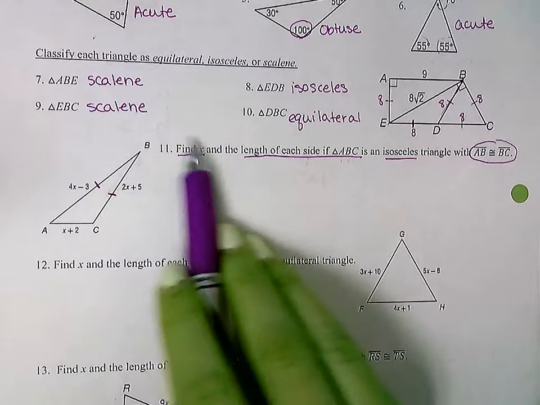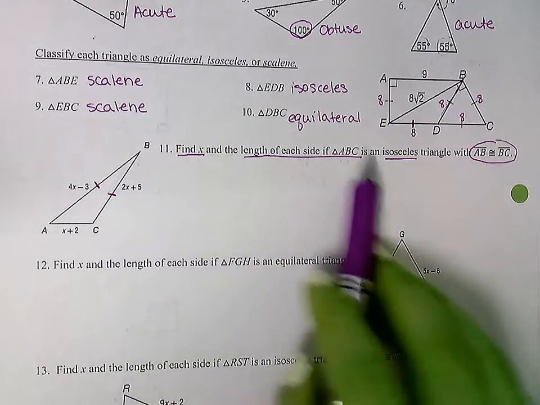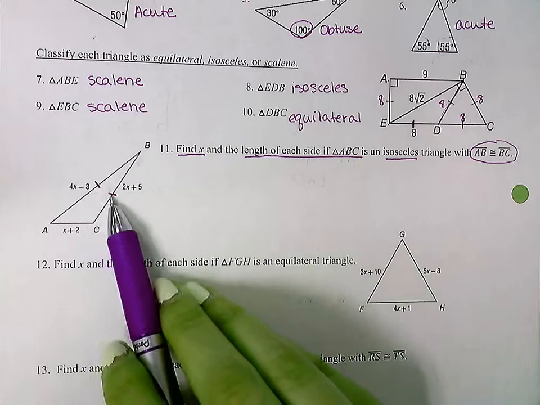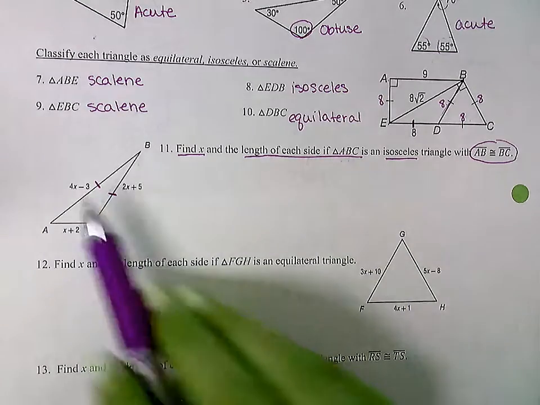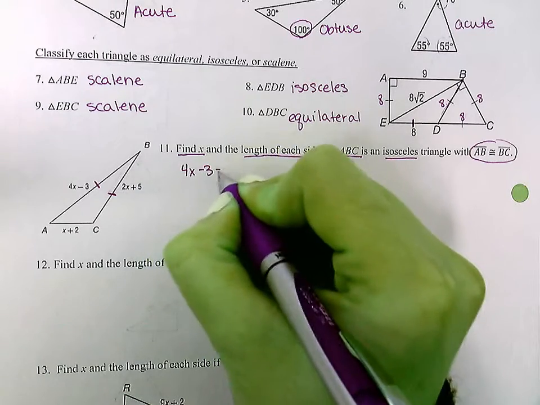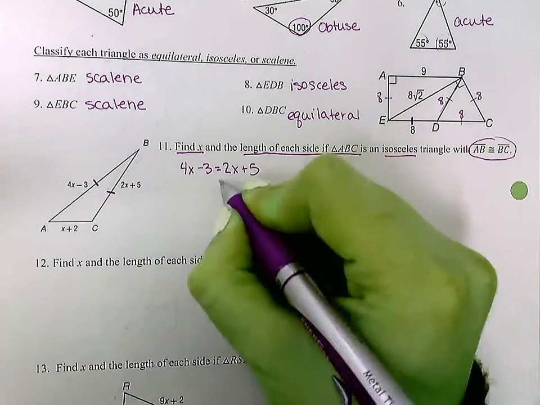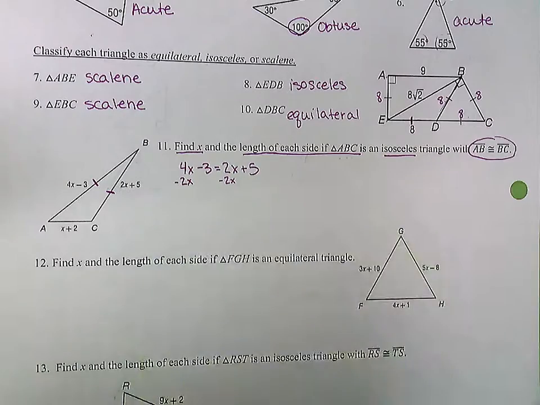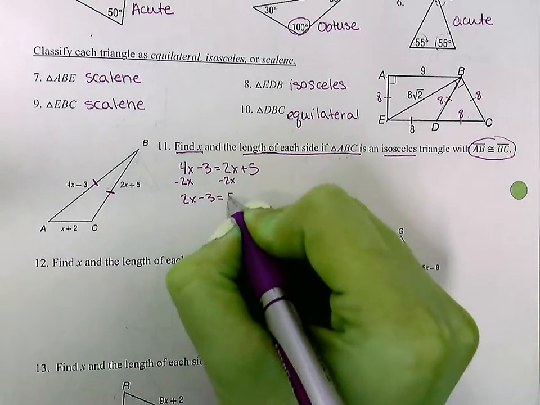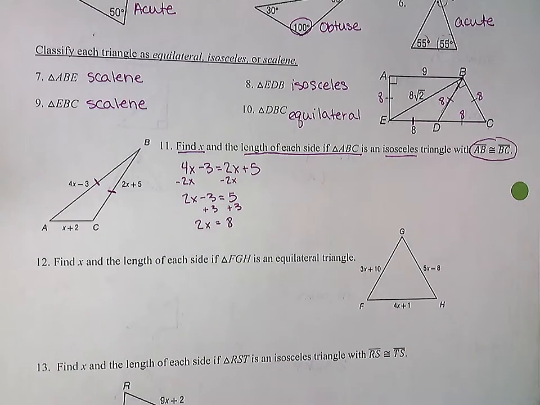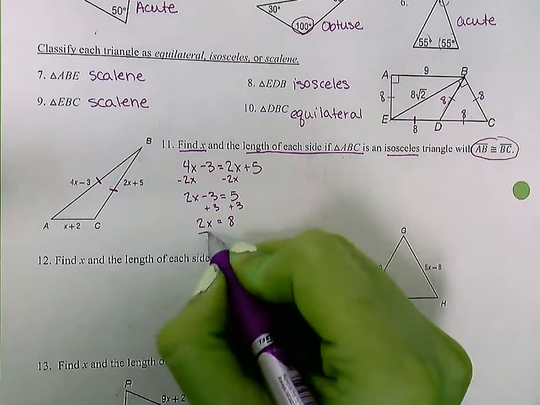Now, what I want to do is find x first, and then find the length of each side. Since this is isosceles and these 2 sides are congruent, we can set them equal to each other. So 4x minus 3 is equal to 2x plus 5. From here, I can solve for x, so I'll subtract 2x, add 3, and divide by 2.